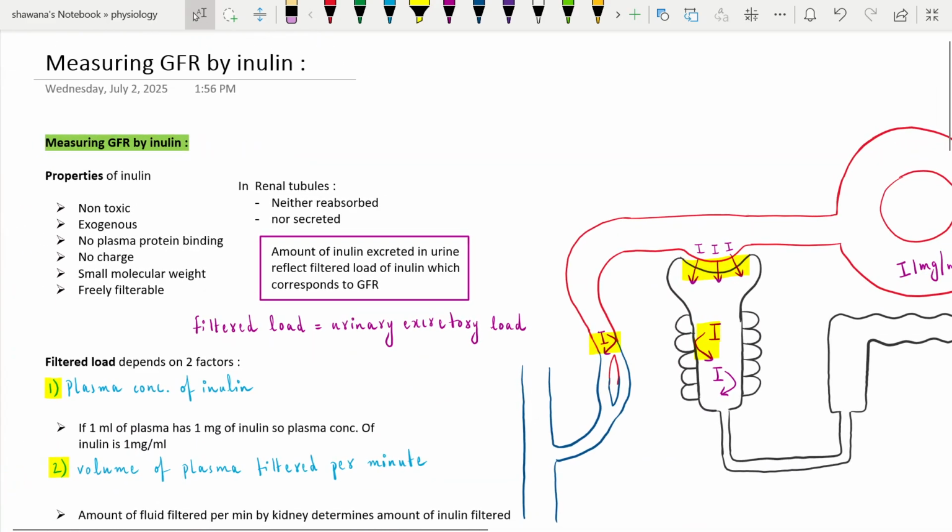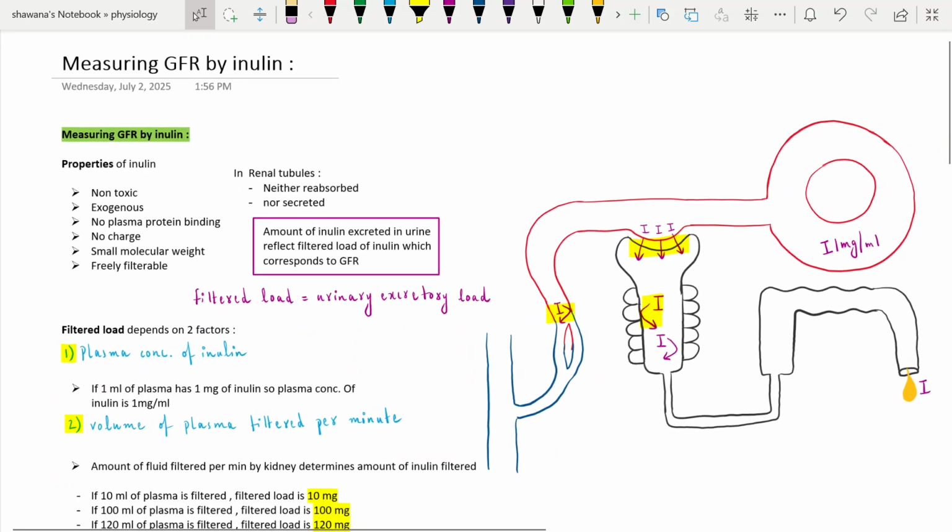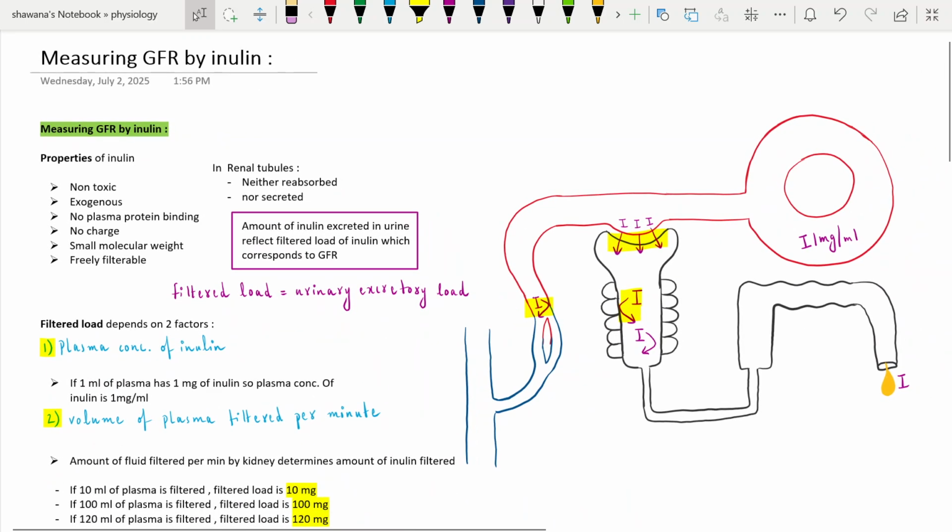Good evening, guys. Today our topic is to measure the GFR by an exogenous substance known as inulin. As you know, glomerular filtration rate is of great importance to determine the function of the kidney and how the kidney is functioning. Is it functioning properly? The normal amount of GFR is 120 ml per minute by both kidneys.